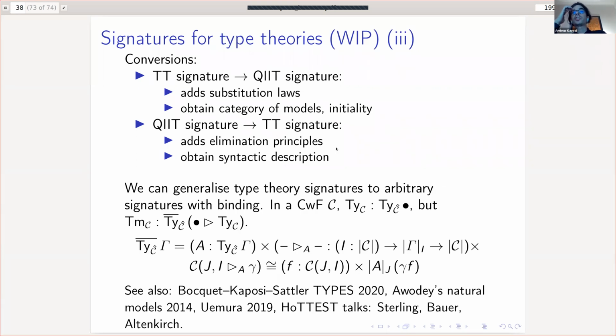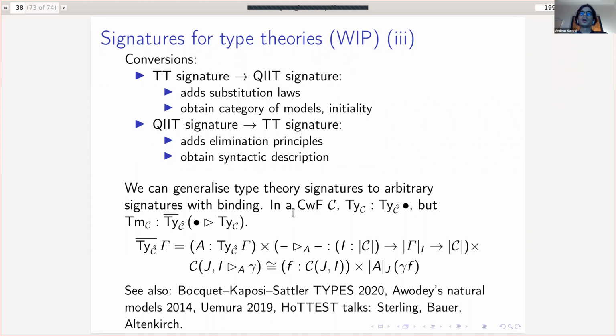And this can be generalized to arbitrary signatures with binding. So this setup that I showed on the previous slide only works for type theory signatures where you have types and terms, but no other sorts. And it also doesn't work for cubical type theory because you only have the usual context extension and you cannot extend the context with the interval. But in a more general setting of signatures with binding, you can describe all languages with binding, basically, of which type theory is one special case.